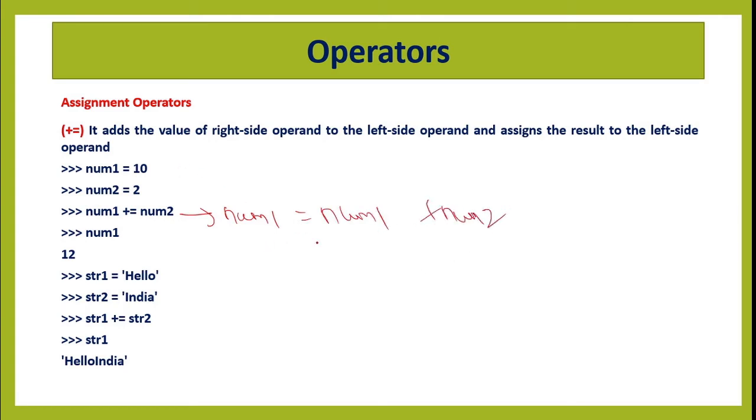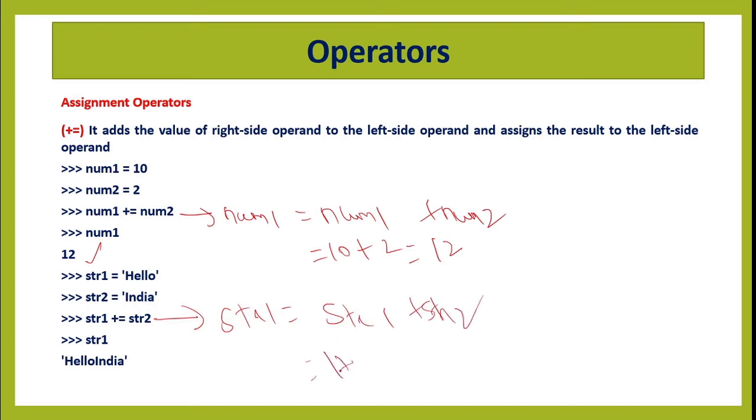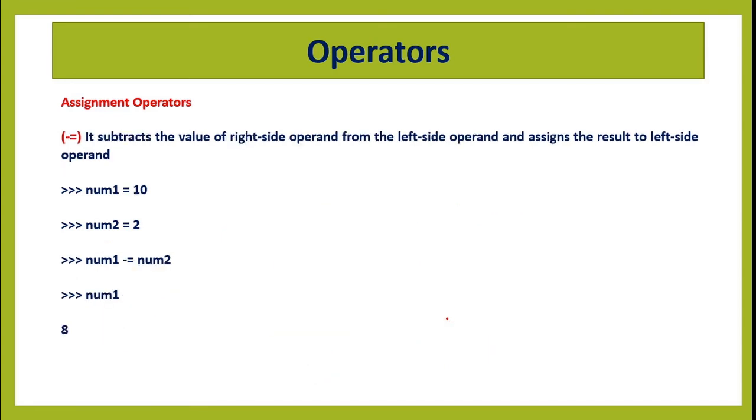So what is the value of num1? It is 10, num2 is 2. So now the value of num1 becomes 12. Okay. So the second one, str1 is equal to hello, str2 is equal to India. Here we are going to do the string concatenation. So str1 = str1 + str2. What is inside str1? It is hello. Then str2 is India. So the output will be hello India.